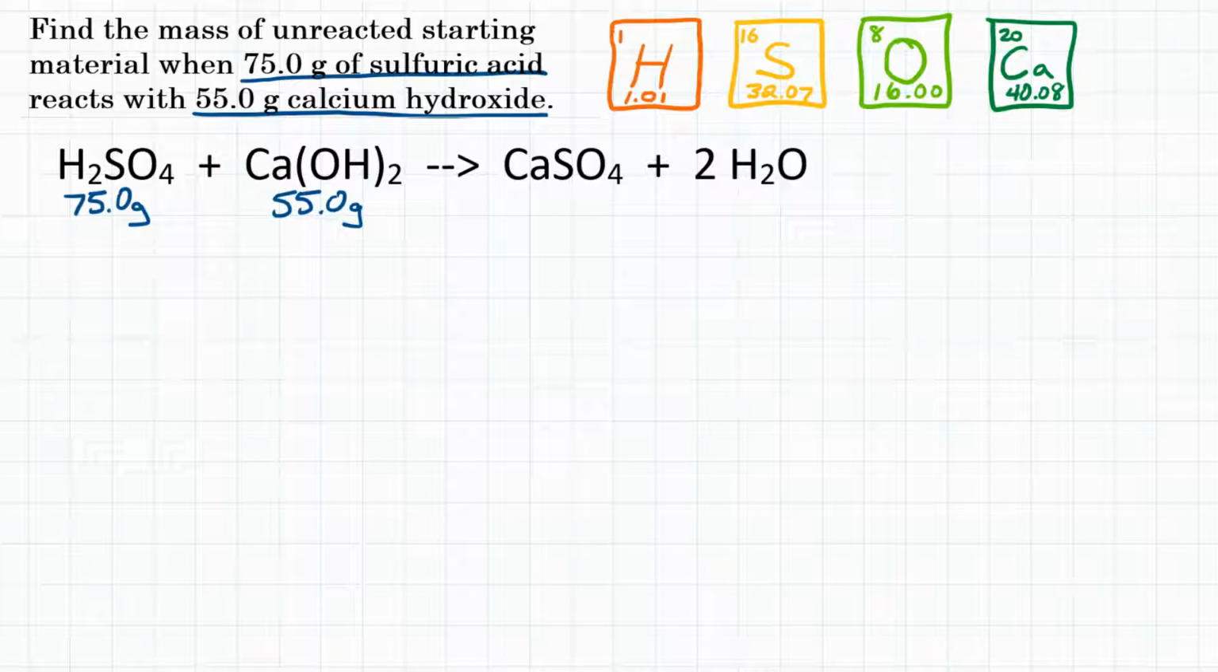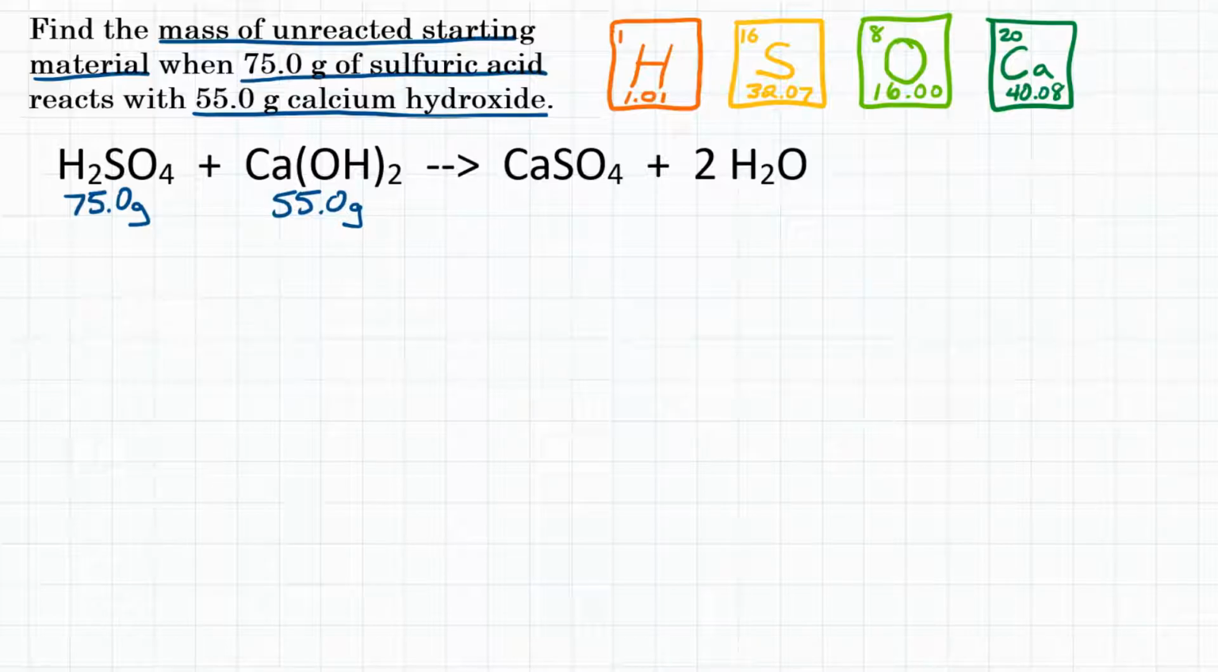And the problem is asking for the mass of unreacted starting material. So basically, after this chemical reaction goes to completion, one of our reactants will be left over and the other one will be completely used up. So we're trying to figure out how much of the one that has excess is still left over. So we're going to have to do some stoichiometry.